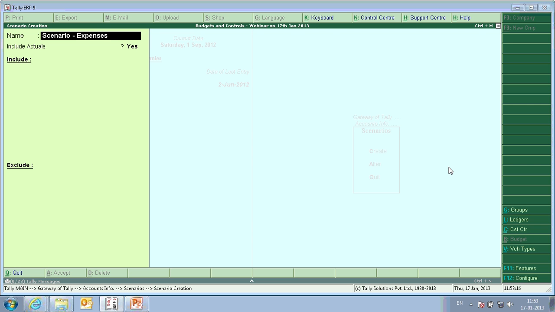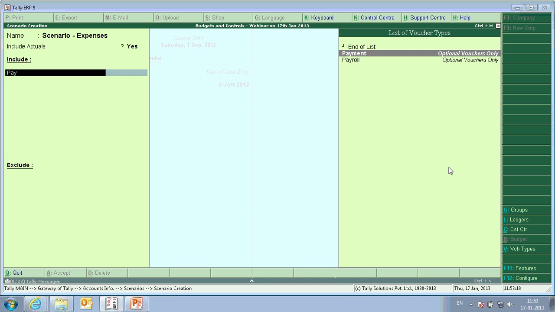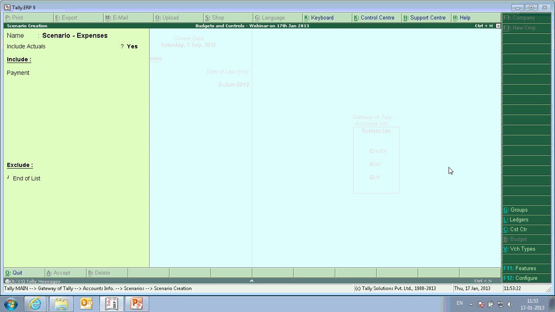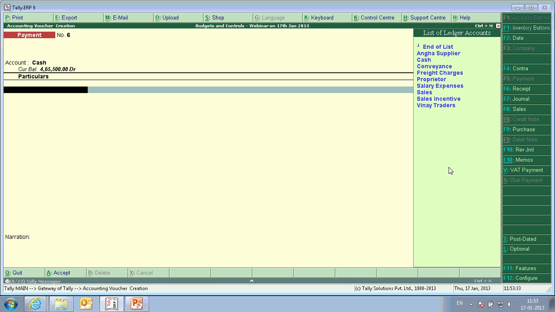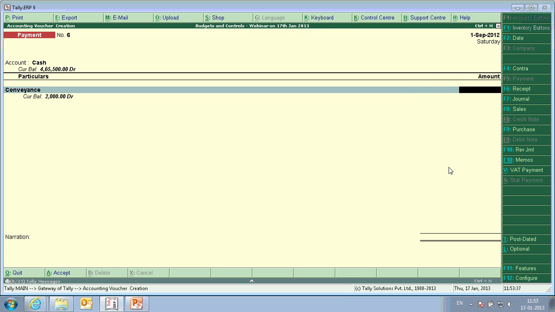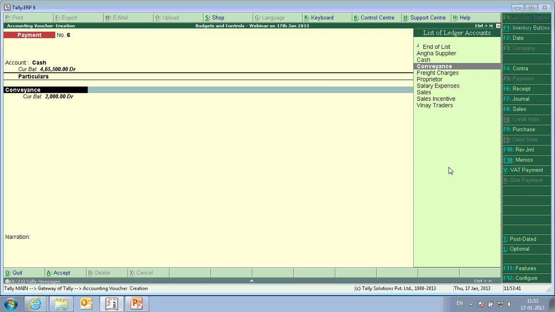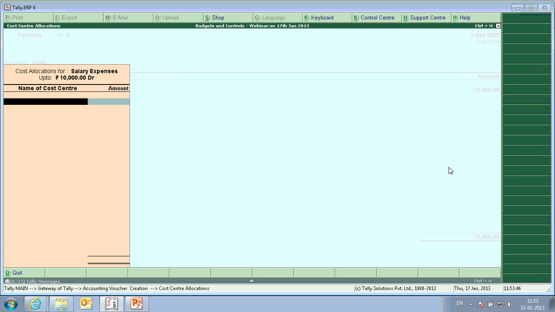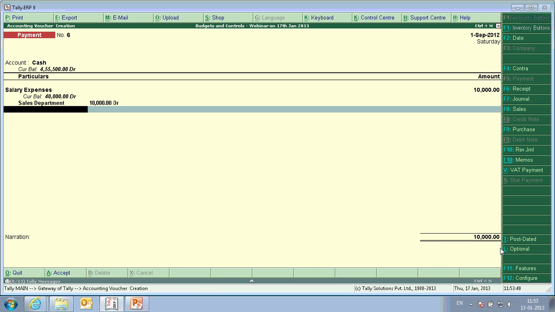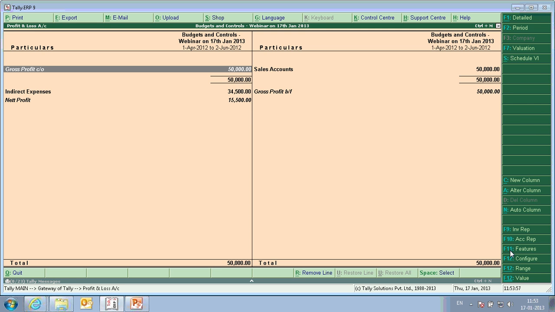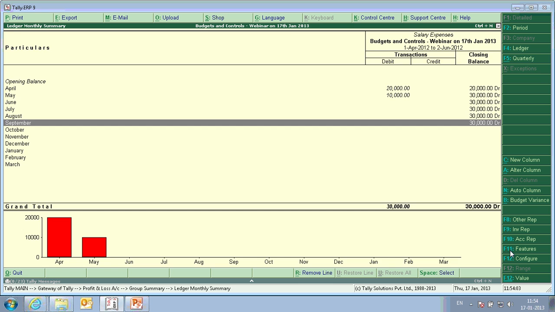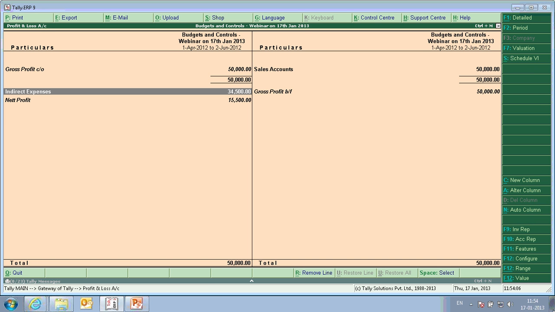So I will include payment optional vouchers. So I will do some payment. So total conveyance was paid 2,000. So let us say salary I am paying 10,000 more. So I will mark it as optional. So when I go to balance sheet, it will not show the salary which I have paid because it's an optional voucher, right? So any auto column? No.